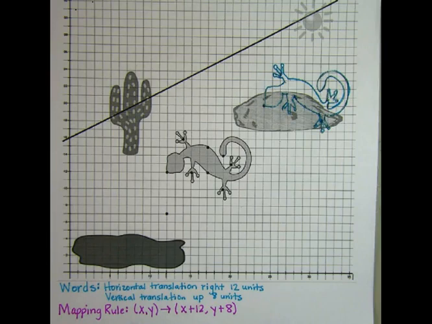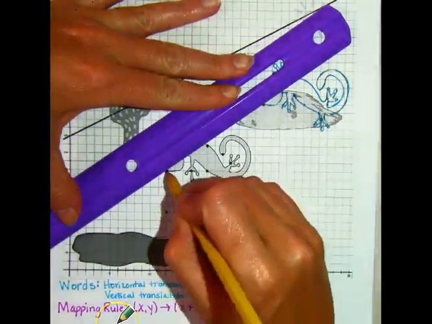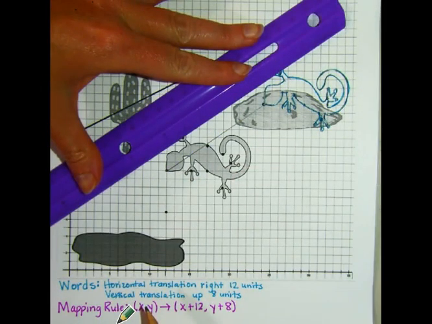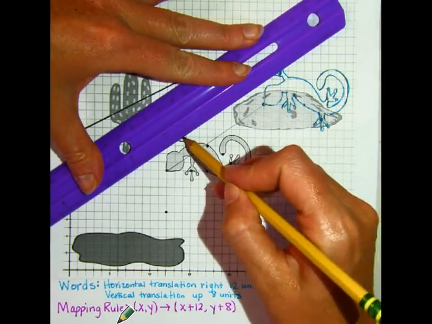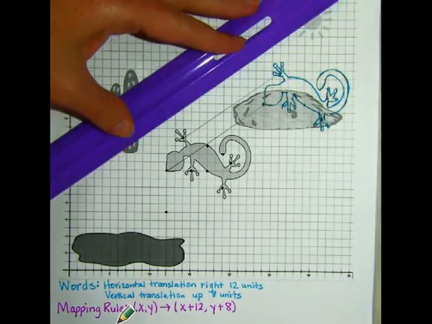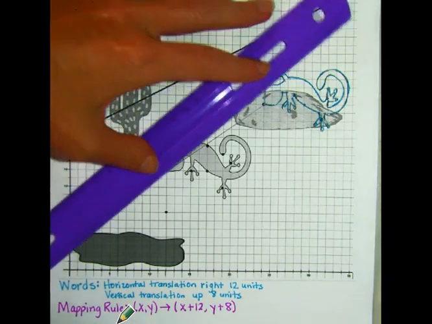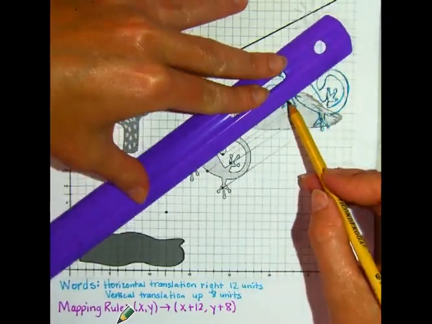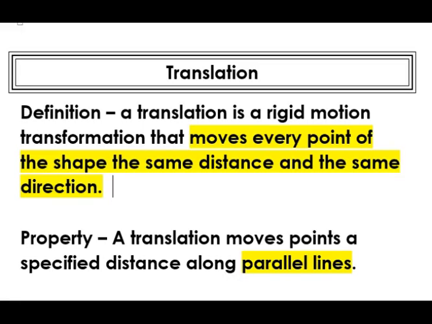During class, some students described the movement of the lizard as a diagonal motion. The students were describing the segments connecting the corresponding pre-image points to the image points. We can further define a translation as a movement of points a specified distance along parallel lines. Parallel lines all share the same slope.